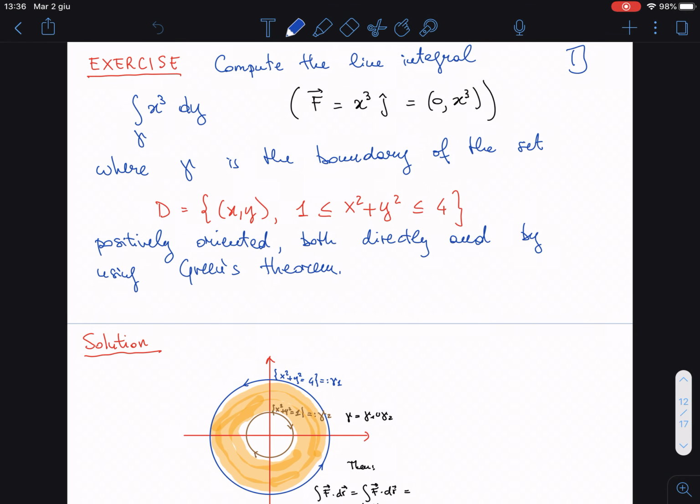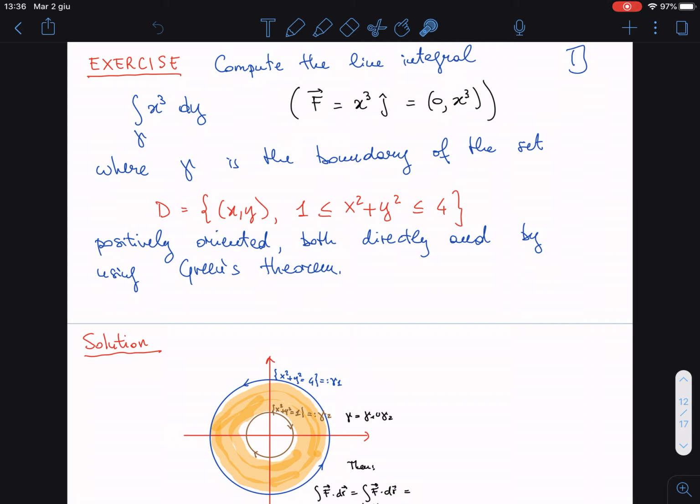So I want to discuss with you this exercise that I already prepared, which asks to compute this line integral. It is the integral of the field x cubed in the y direction, okay? So first, look at the notation, as I already explained in a previous lecture.